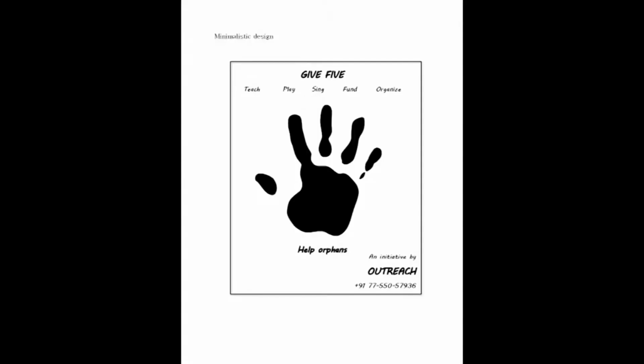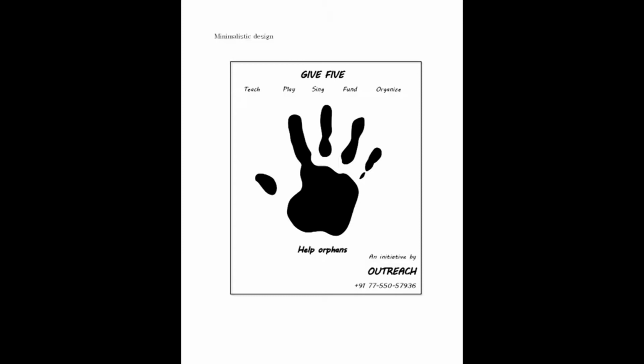So my solution is more monochromatic. Here you can see that it's minimalistic. It's a minimal design where I've changed the name of the activity to Give 5 from walking stick, and I've brought out the 5 most important things that elderly people would do with the kids. That is, they would either teach, play with them, sing, say fun stories, or even organize an event on their own.